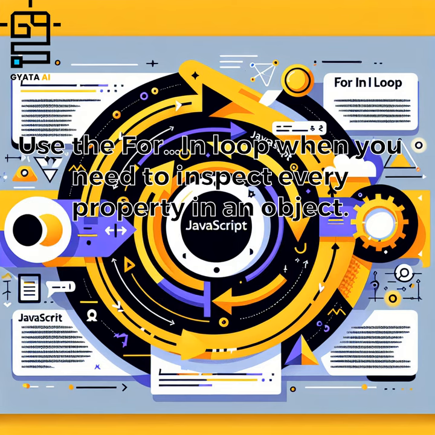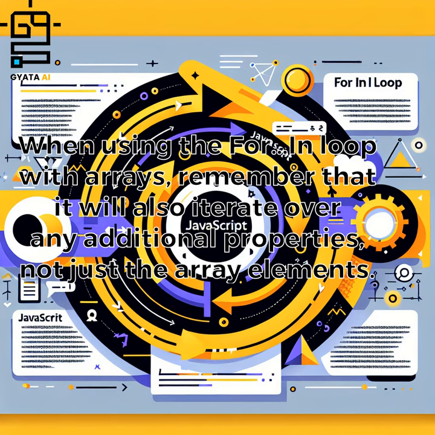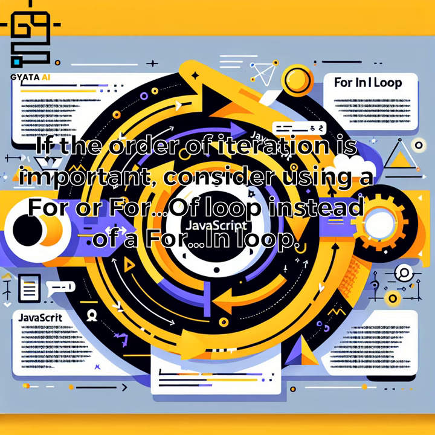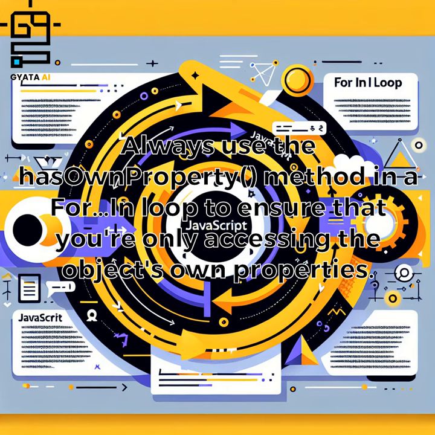Tips and tricks. Use the for in loop when you need to inspect every property in an object. When using the for in loop with arrays, remember that it will also iterate over any additional properties, not just the array elements. If the order of iteration is important, consider using a for of loop instead of a for in loop. Always use the hasOwnProperty method in a for in loop to ensure that you're only accessing the object's own properties.